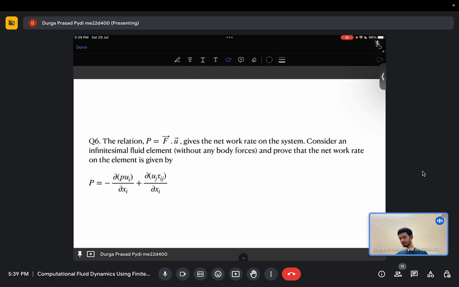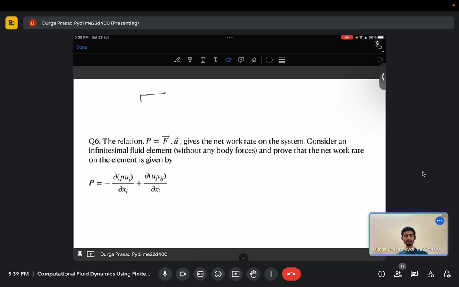And then this question essentially deals with calculating the power, or net work rate, on your system. From rigid body mechanics, we already know that power is given by F dot U, and you already have the expression for F. So you can try solving this, or maybe you can start with a 2D element for a simple case.